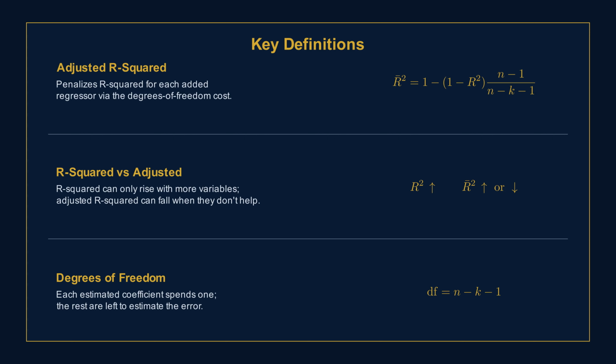So that's the adjusted R-squared. The regular R-squared can only go up when you add variables, which makes it useless for comparing models of different sizes. Adjusted R-squared fixes that by charging a degree of freedom for every variable that you add. If a variable earns its keep, then the number rises. If it doesn't, then the number falls. And that's your signal to leave the variable out. It ends up being the measure to reach for whenever you're deciding how many variables a model should have.